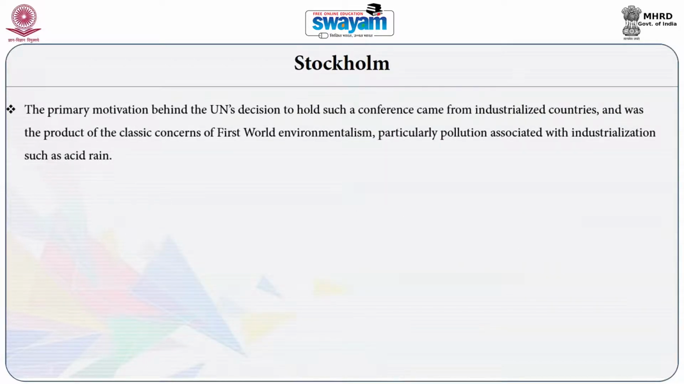The primary motivation behind the UN's decision to actually have this particular conference was to have an alternative. At this point of time, the UN was deliberating having a conference on atomic energy. This time, the Sweden representative in the UN basically decided to moot the idea of having a conference on the environment instead. It was motivated by a very first world idea of environmentalism. They had concerns about pollution, concerns about acid rain, and they felt that these concerns have to be discussed.